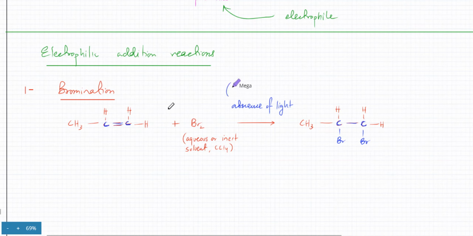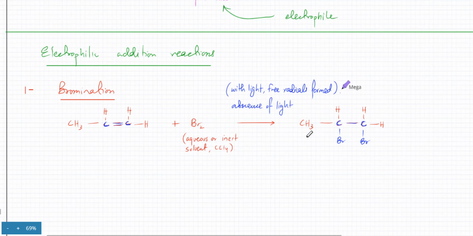So with light, free radicals are formed, which would start pulling electrons from the hydrogens or would start stealing the hydrogen atoms, right? So there should be absence of light. Bromine should be either aqueous or in an inert solvent, and you get this reaction.